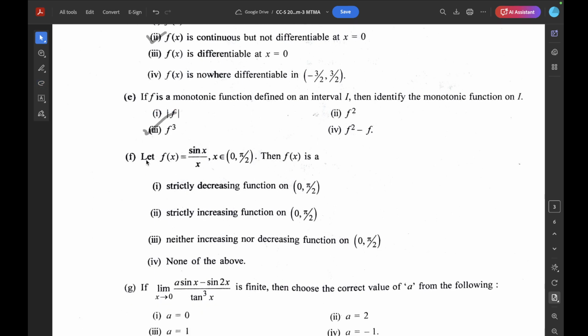Question F. Let f(x) equal sin x by x, x belongs to (0, pi by 2). Then f(x) is what? Actually this is a strictly decreasing function on this interval.